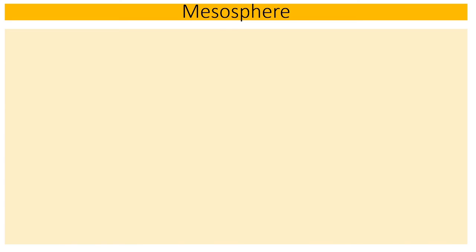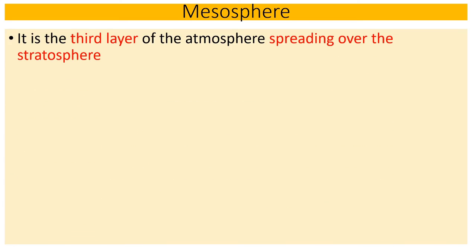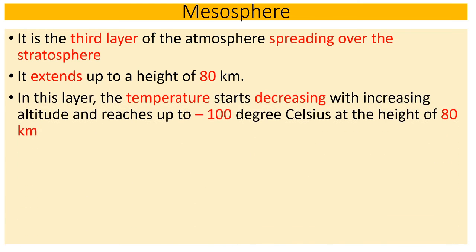The next layer is mesosphere. It is the third layer of the atmosphere spreading over the stratosphere. It extends up to a height of 80 kilometers. In this layer, the temperature starts decreasing with the increasing altitude and reaches up to minus 100 degrees Celsius at the height of 80 kilometers.